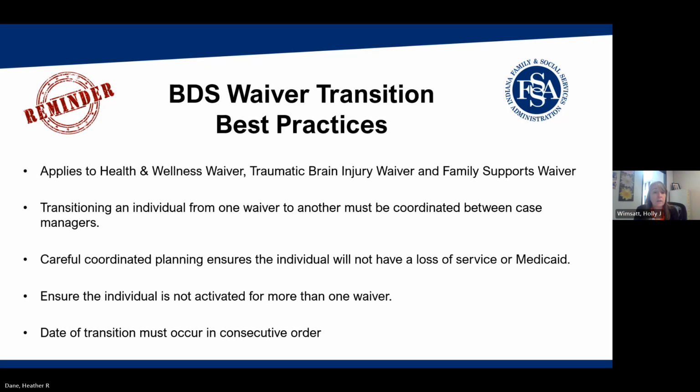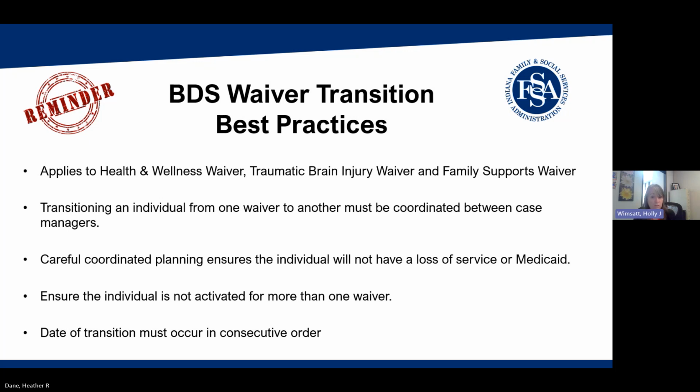Okay. Going to talk a little bit about the waiver transition best practices. When we talk about waiver transition best practices, we're going to talk about when people are moving or transitioning from one waiver to another. Today, our discussion is really about the health and wellness waiver, the traumatic brain injury waiver, and the family supports waiver, and movement within those waivers.